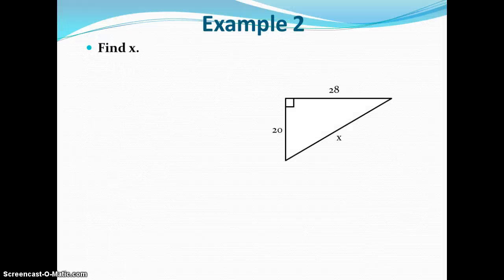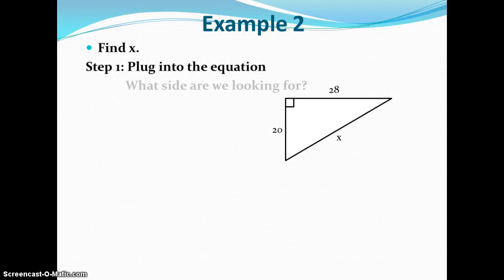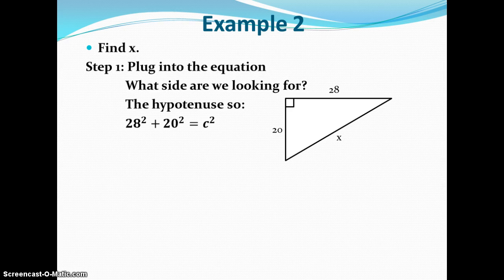We want to find x. We're going to plug into the equation a squared plus b squared equals c squared, but what side are we looking for? We're looking for the hypotenuse because it's the side across from the right angle, so 28 squared plus 20 squared equals c squared, because c is what we're looking for, the hypotenuse.